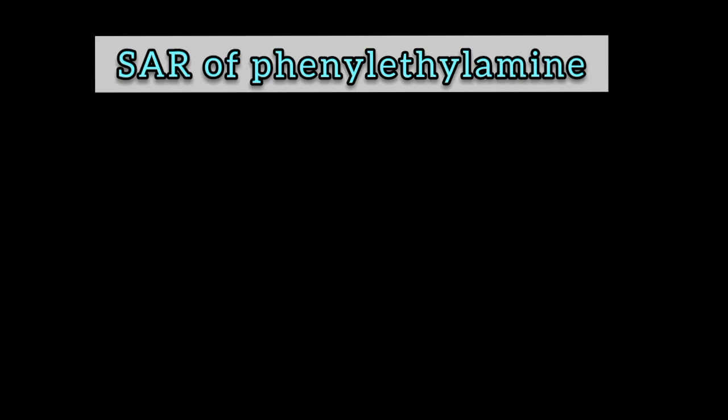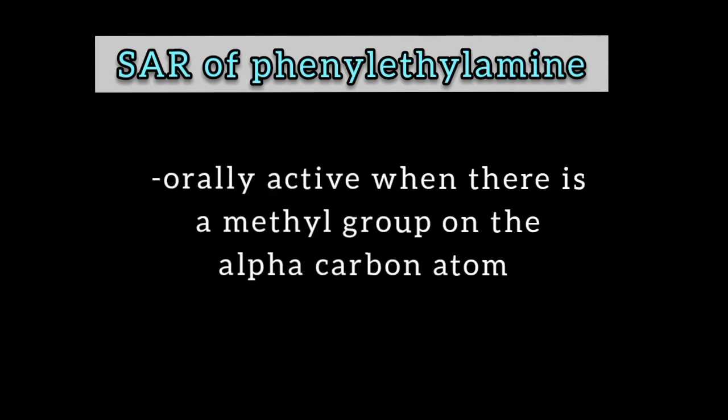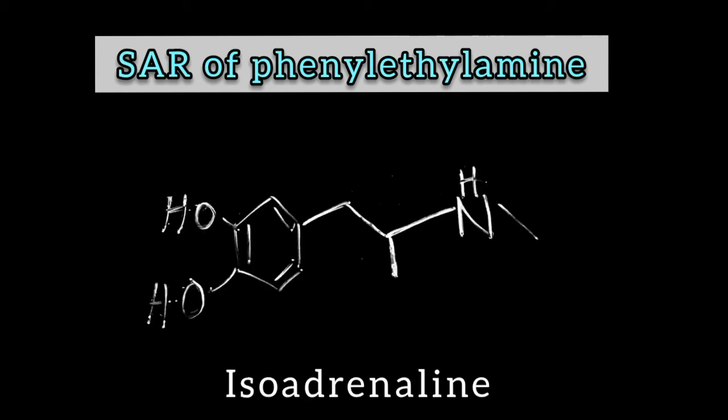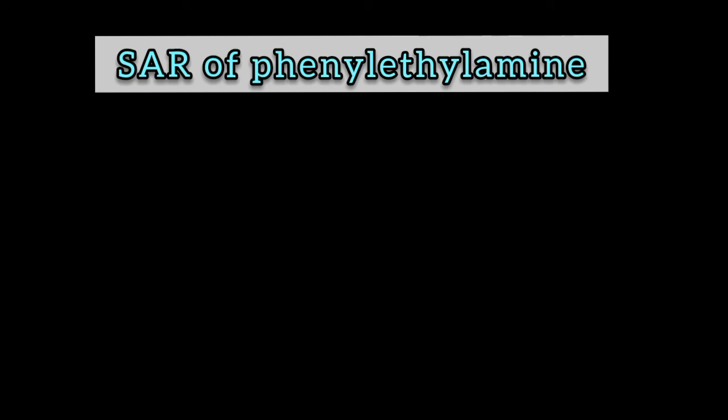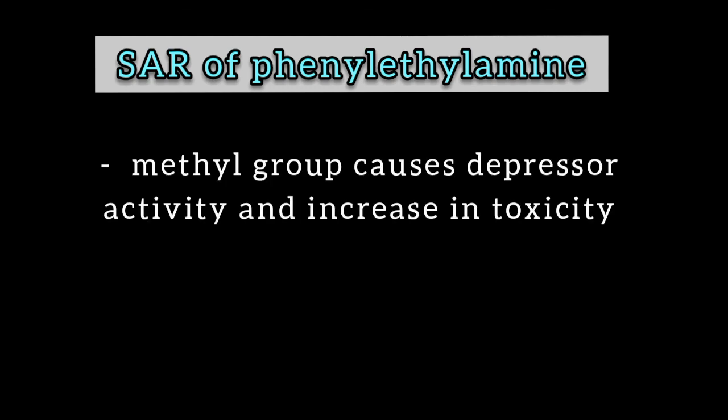Compounds with a methyl group on the alpha carbon position are active by oral administration and have stimulant action on the CNS, like the isoadrenaline, as you can see in the diagram. The methyl group on the alpha carbon also causes a depressor activity and an increase in toxicity in comparison with the parent compound.